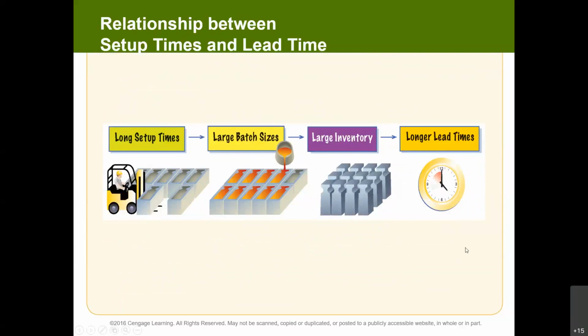So what's the relationship between setup times and lead times? Long setup times lead to large batch sizes, which lead to large inventory, which leads to longer lead times. The idea behind lean manufacturing is to reduce all of these things. So if we reduce the amount of setup time, we'll ultimately reduce the batch sizes, which hopefully will reduce the amount of inventory sitting around, which will also reduce the amount of time taken throughout the manufacturing process.